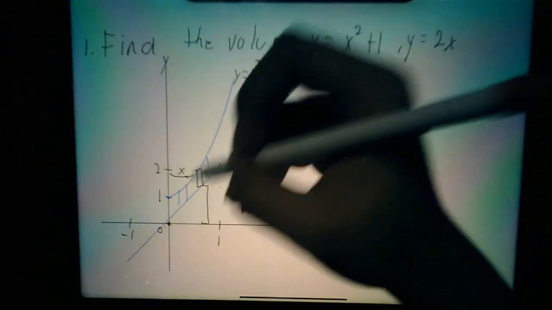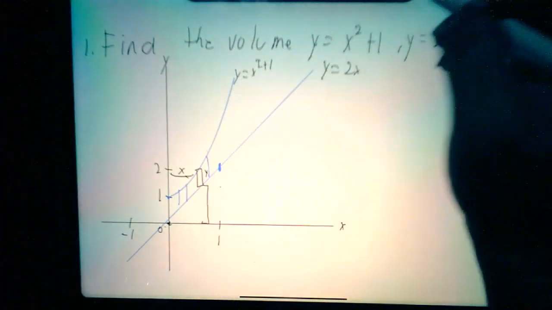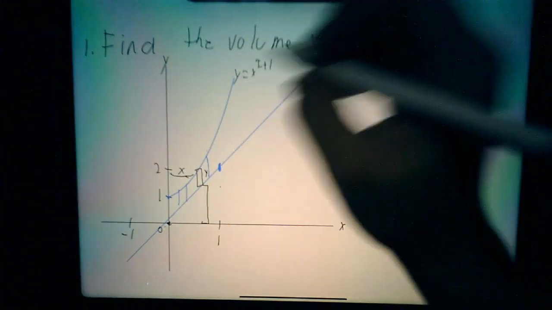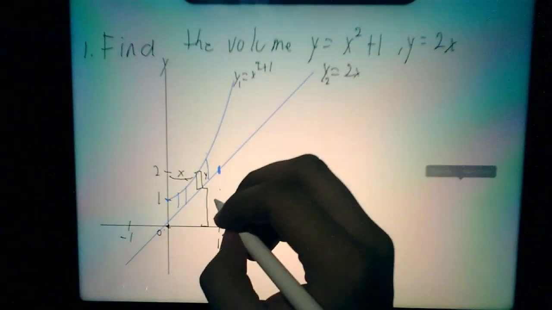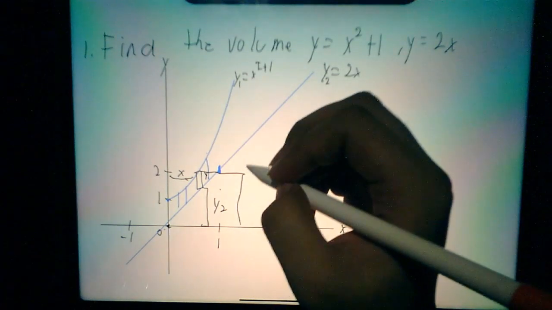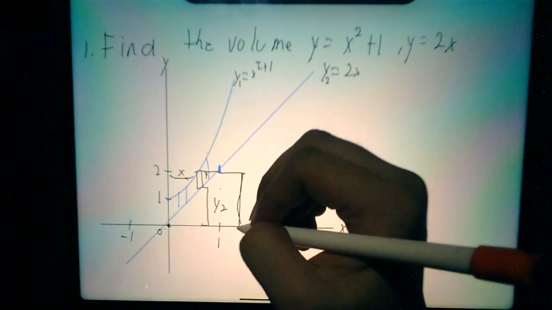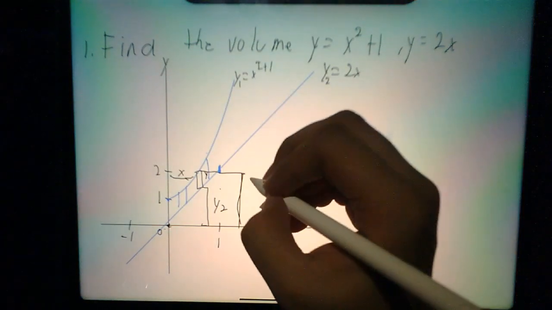So touching the bottom of the vertical strip, let's label this as y1 and y2. This is our y2, and from this area to this point is our y1.